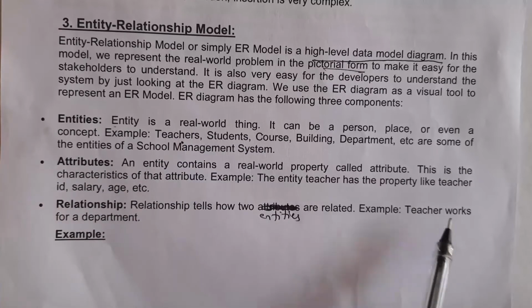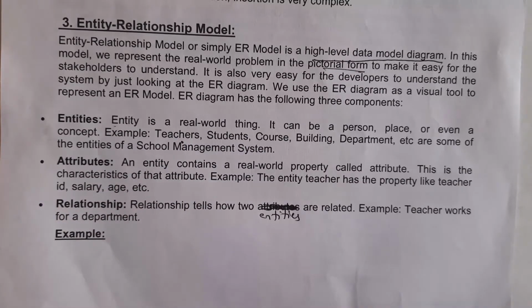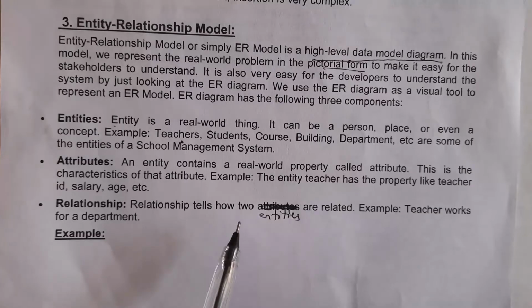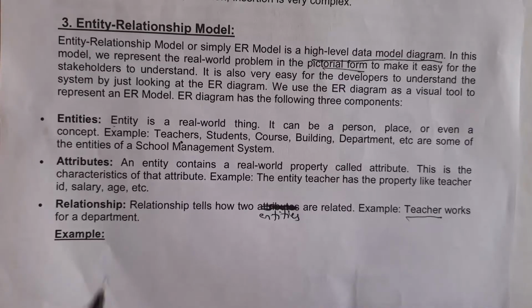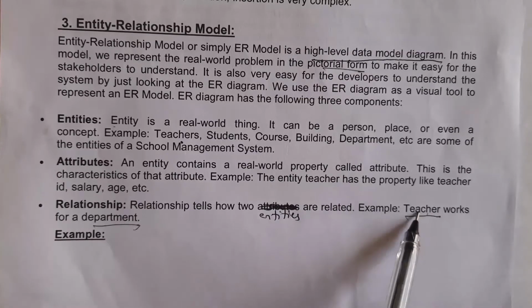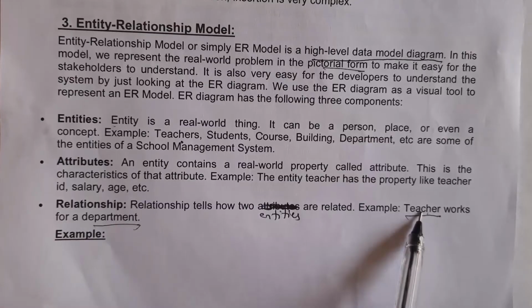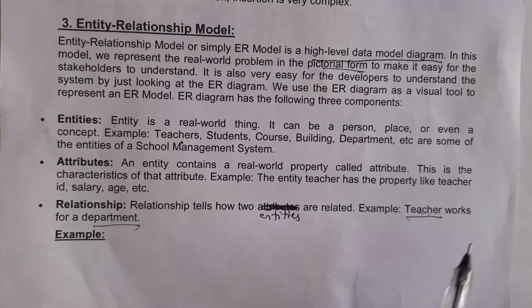So we call all this attributes. And the third one is relationship. Relationship tells us how two entities are related. For example, there is one entity, teacher, and the next entity is department. Now what is the relationship between this teacher and department? As we know, a teacher works for a department, so there is a works for relationship between teacher and department.